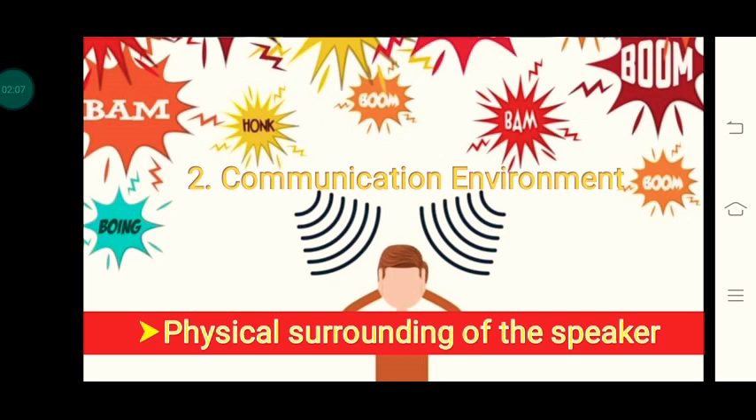Second, communication environment, or the physical surroundings of the speaker. Communication environment affects the effectiveness of the presentation. Much of the audience notices the physical things surrounding the speaker: the stage, lighting arrangement, background, and many others. Proper arrangement of these things can enhance the impact of the presentation. If there is noise in the surrounding environment, it distracts the audience from listening and consequently leaves unhealthy messages.